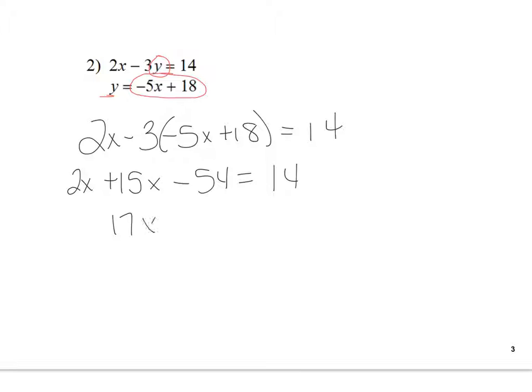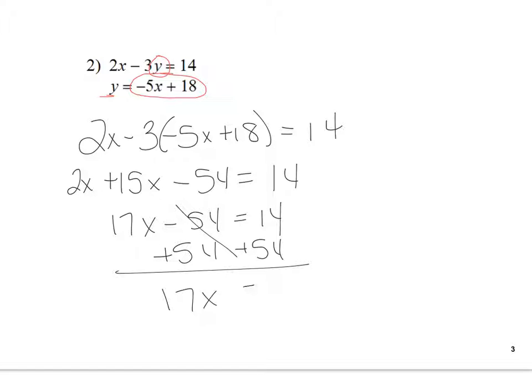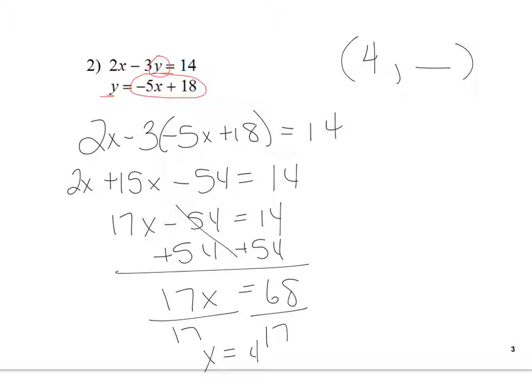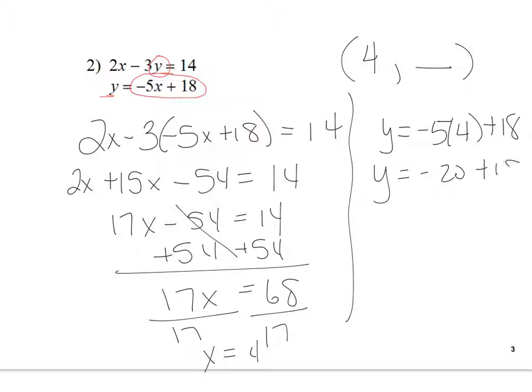So that is 17x. So that we get x is 4. Again, we need two answers, so we have the x, we need the y. Y equals negative 5x plus 18. So that's negative 20 plus 18, so that is negative 2.